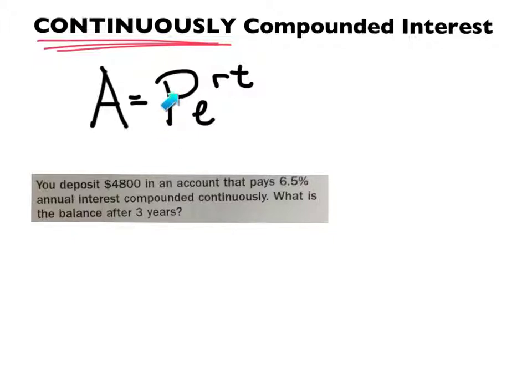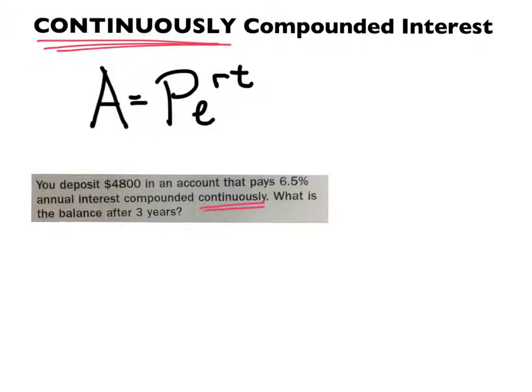So the P is still the principal. e is not a variable. e is a number, right? r is still the rate, and t is the time. The rate you have to express as a decimal. So let's try to do this. You deposit $4,800 into an account that pays 6.5% annual interest, compounded continuously. So that lets me know to use that formula. What is the balance after 3 years?